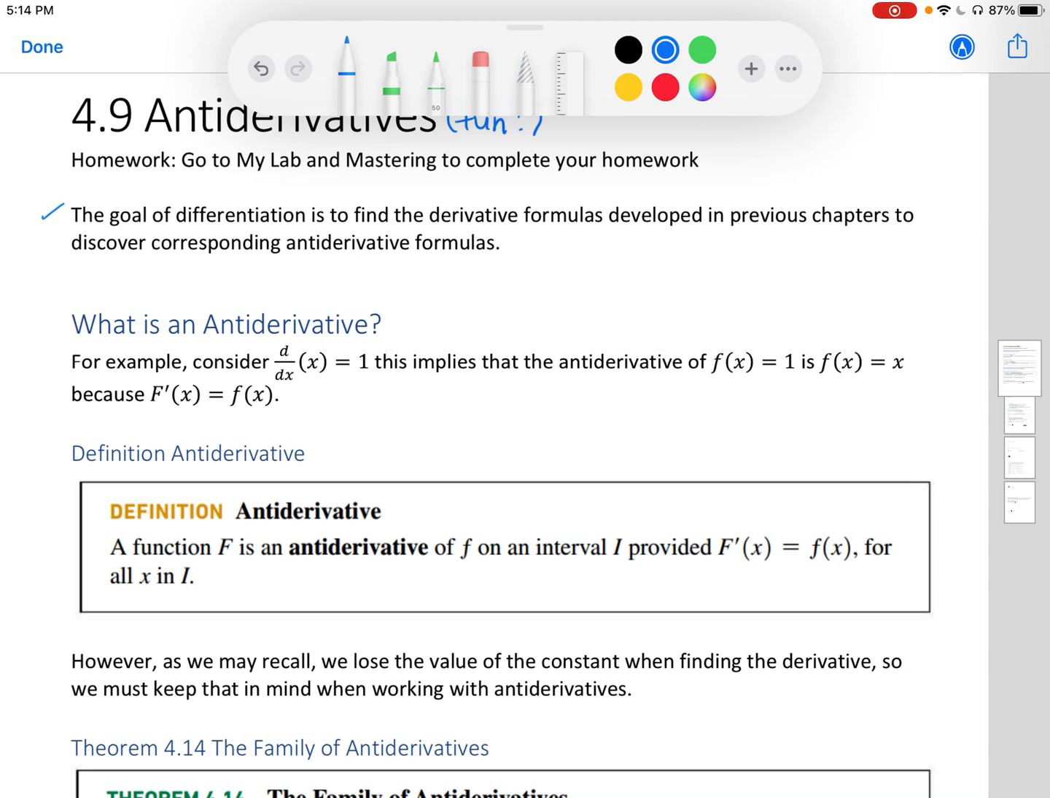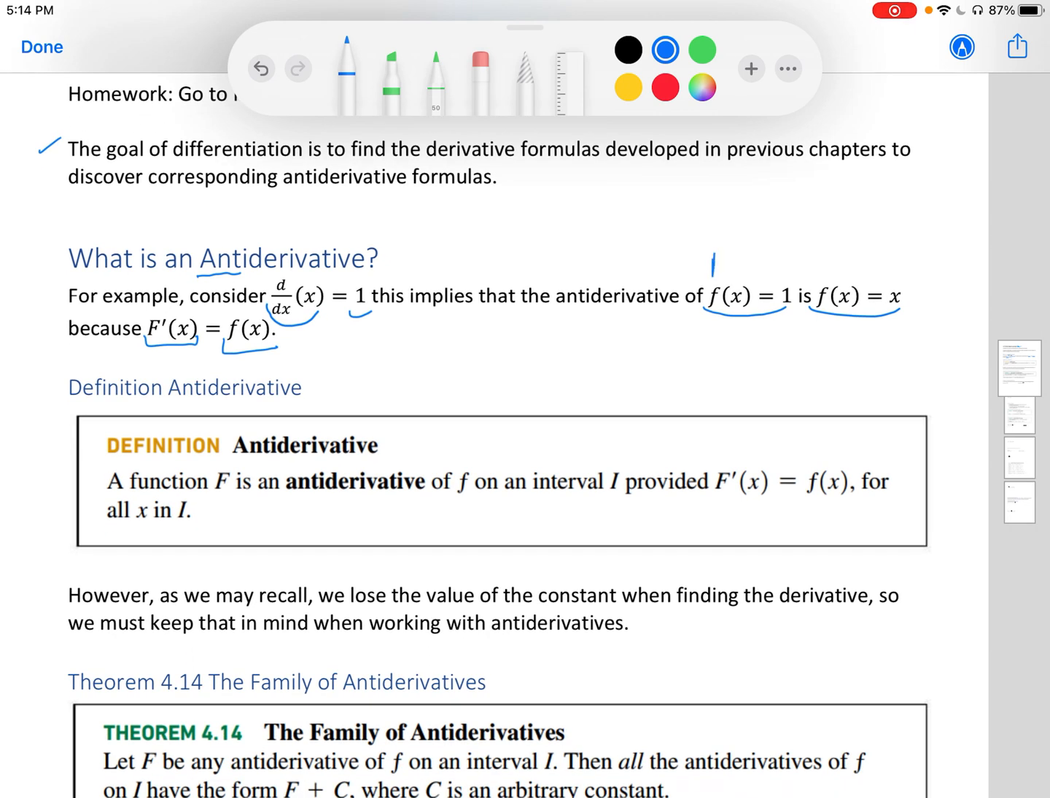For now, our explanation of an antiderivative is undoing a derivative, so the opposite of a derivative. So if we have, for example, the derivative of x is 1, this implies that the antiderivative of f of x being 1 would be F of x being x, because the derivative of your function equals your f. In this case, the uppercase F would be the one before the derivative.